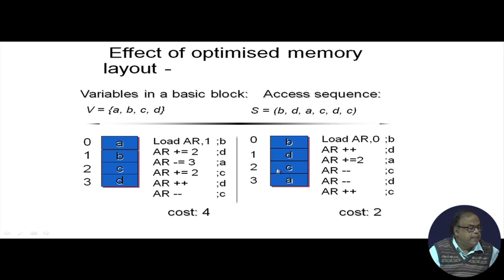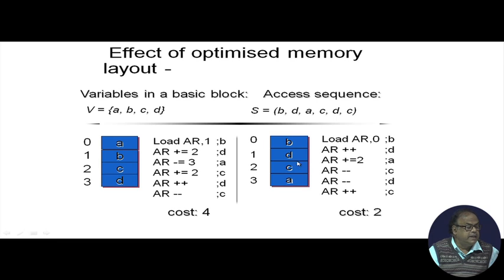So, here again, initially I have laid out B here. So, I have to load it, no doubt I have to load it once. So, there is a cost, and after that B, D just by auto increment, 0 cost. Then after D, A, I have laid out A here. So, I have to do plus 2. So, one more cost. Once again I have to do the computation.